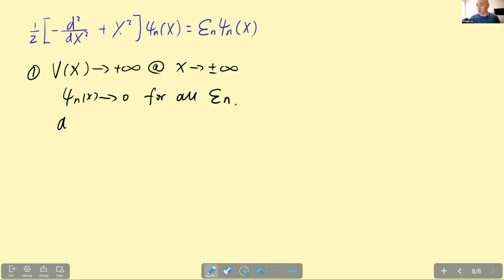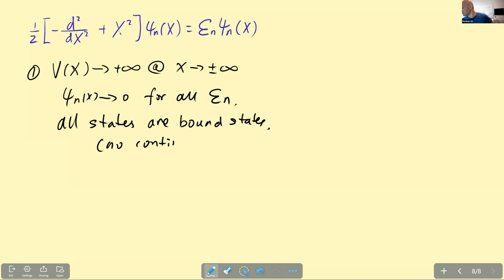So this means all states are bounded states. Okay, so there's no continuum or scattering states. So this is one thing of this harmonic oscillator.